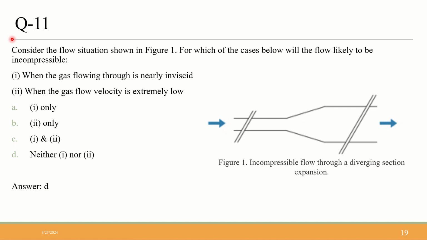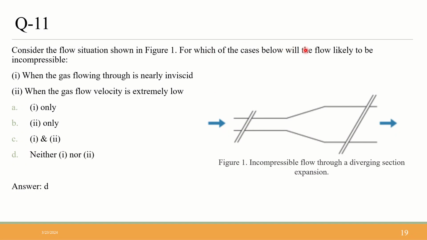But here the question is different because velocity is inversely proportional to area, if you guys remember. So if the area is high, velocity would be low. If the area is low, velocity would be high. So technically here the velocity is low, so the flow is independent of this.